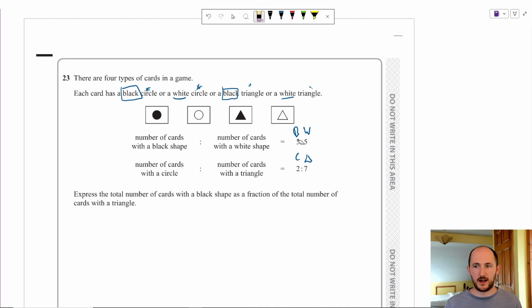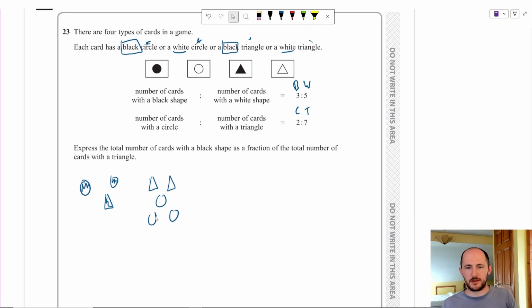Now I am a big fan of drawing things out, but in this case you might realize that you can't actually draw this out for a very special reason. For example, if I say 3 black shapes, I'm just going to color in the black shapes. Again, I don't know what kind of shapes they will be other than the color. And then we have 5 whites. Let's just draw 5: 2, 3, 4, 5. The problem is I can't actually make them with the correct number of shapes, because it says the number of cards with a circle is 2 for every 7 triangles. But that adds up to a total of 9, and this adds up to a total of 8. So I can't actually visualize this just yet, because we're talking about a different total.